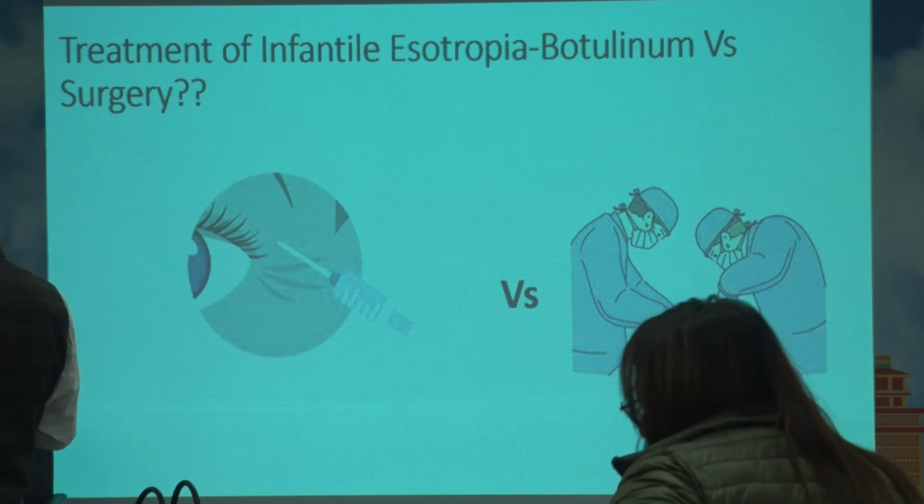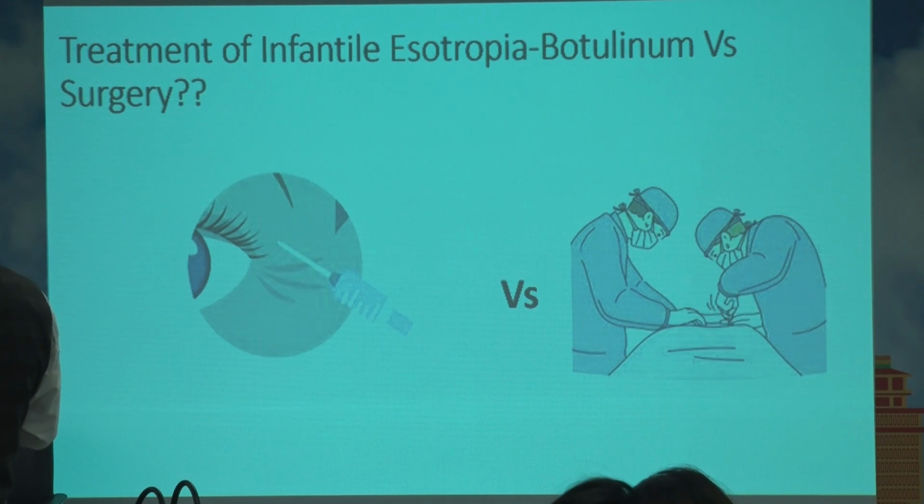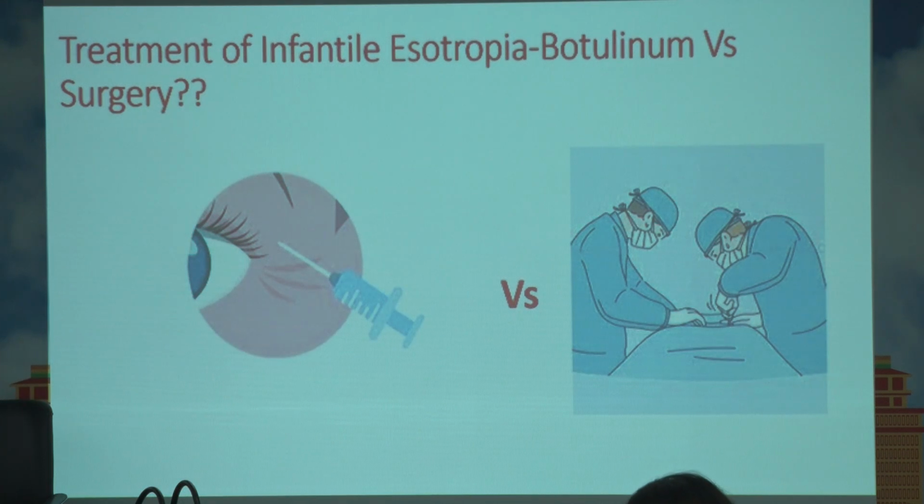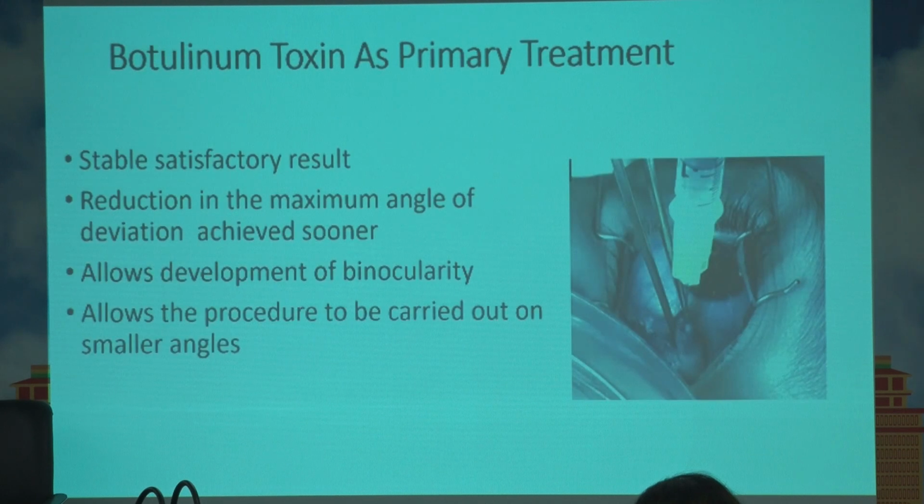Obviously, early surgery, if you are able to operate somewhere before the age of 1 year, would be better, at least to attain some gross stereopsis. And then the second controversy in the field of infantile esotropias is whether to do surgery first, or whether in this early period to use Botox, the botulinum toxin.